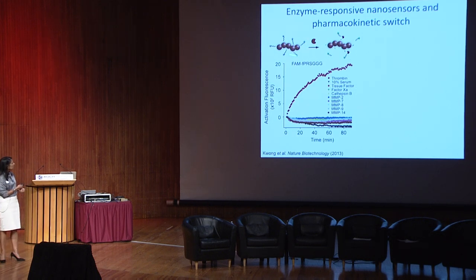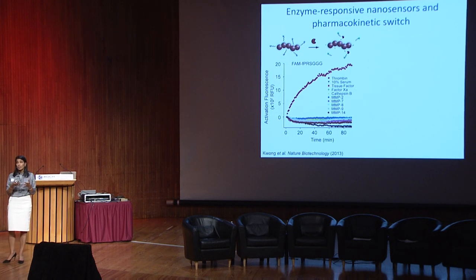And we put so many peptides on the surface that they undergo what's called homoquenching, so there's no fluorescence. And when you then incubate them with an enzyme that can cut this peptide, you cleave that peptide off the surface, and the quenching is uninhibited, and these turn on. So this is a fluorescence-on sensor.